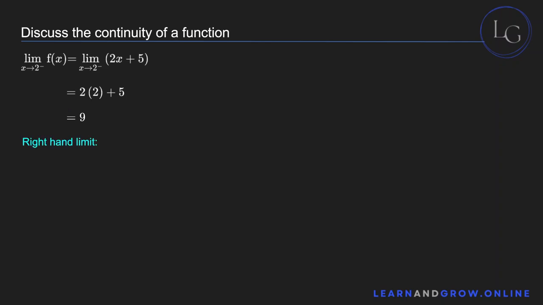Now you have to find the right hand limit, because as I showed you in the example, you have to find the right hand limit and the left hand limit to reach a conclusion on the continuity. If the left hand limit is equal to the right hand limit, that means that it is continuous. So let's see the right hand limit.